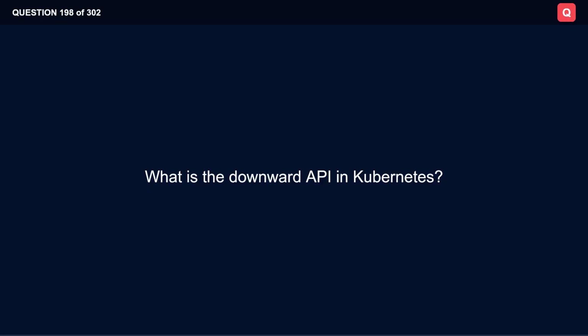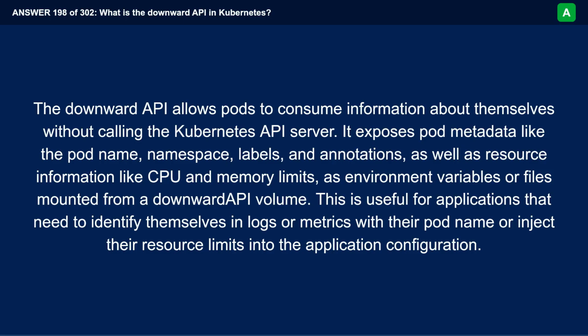What is the downward API in Kubernetes? The downward API allows pods to consume information about themselves without calling the Kubernetes API server. It exposes pod metadata like the pod name, namespace, labels, and annotations, as well as resource information like CPU and memory limits, as environment variables or files mounted from a downward API volume. This is useful for applications that need to identify themselves in logs or metrics with their pod name or inject their resource limits into the application configuration.